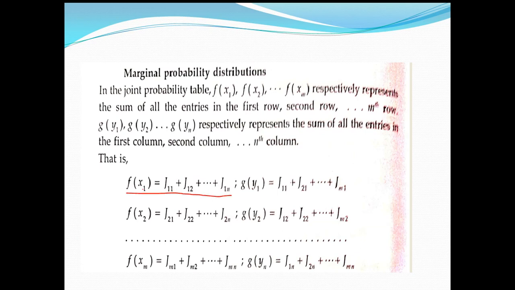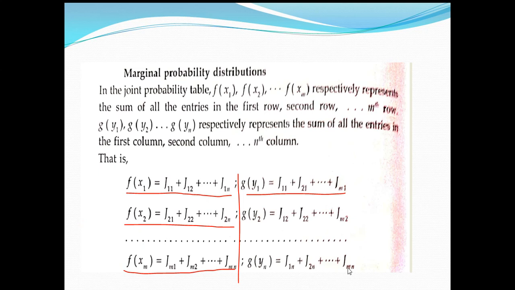F of x1 we can obtain by adding all the elements in the first row, that is j11 plus j12 plus j1n. F of x2 we can obtain by adding all the elements in the second row, j21 plus j22 plus j2n, and continuing so on, f of xm is equal to this. And g of y1 we can obtain by adding all the column elements, first column j11 plus j21 so on, jm1. G of y2 is equal to j12 plus j22 plus so on, jm2, and continuing so on. G of yn is equal to j1n plus j2n so on, jmn.